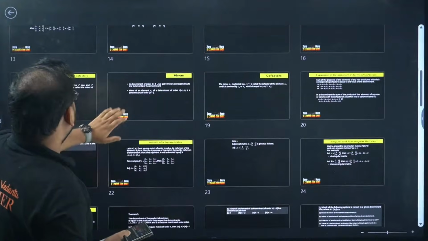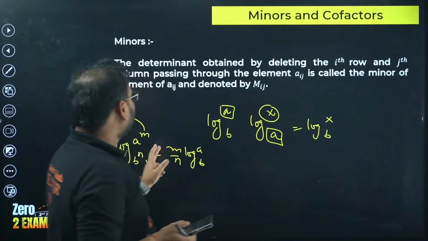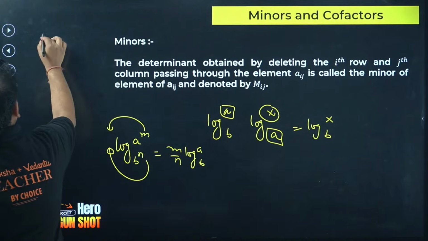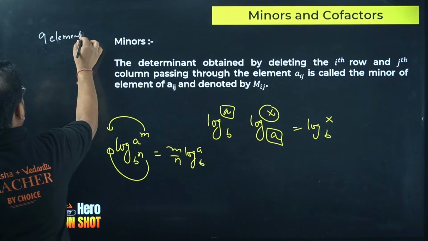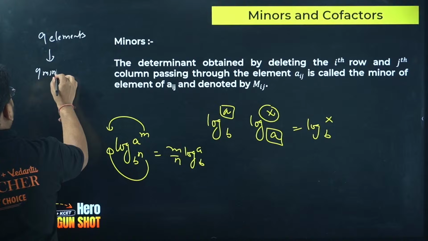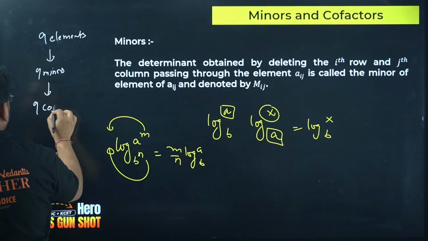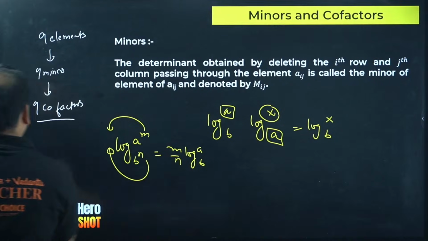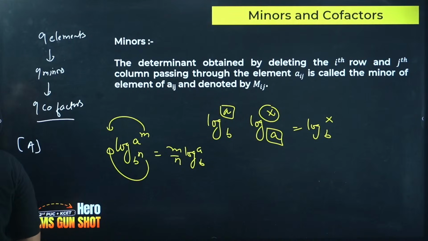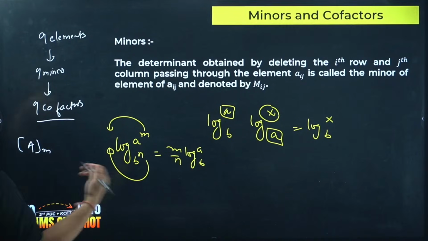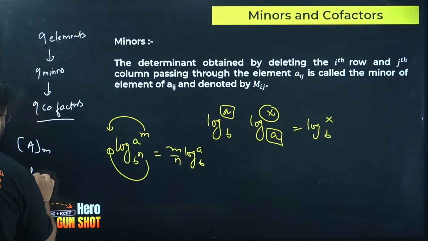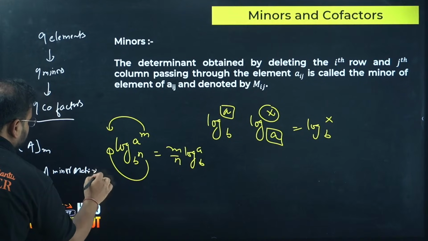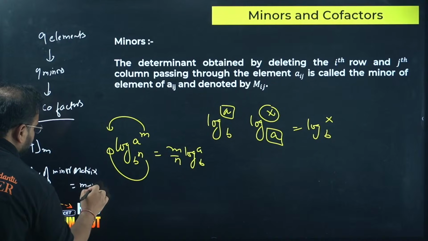Minor and cofactor. Here it is. Now, the results about minor: for every element there will be a minor. For example, if you have 9 elements, you'll have 9 minors and 9 cofactors. This will always remain the same. Now, if the order of the matrix is, let's say, M or N, whatever it is, then the order of the minor matrix will be M minus 1.